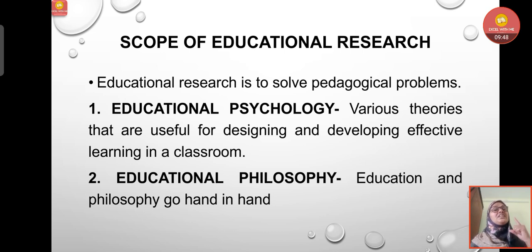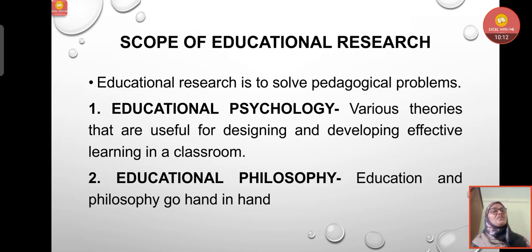Let's understand that, educational psychology. Various theories that are useful for designing and developing effective learning in a classroom. That's why this is very important. In educational psychology, we apply these researches, doing again and again. In psychology also, so many researches are done. We take them as a review of literature and move forward here.